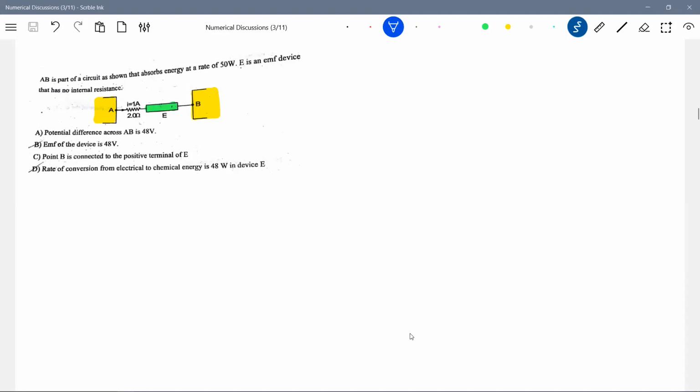AB is a part of a circuit as shown that absorbs energy at a rate of 50 watt. Please do notice this word absorbs. Absorbs energy. So what is E? E is called a cell. The biggest problem is how to assume the polarity of a cell. So how should I assume the polarity of the cell?